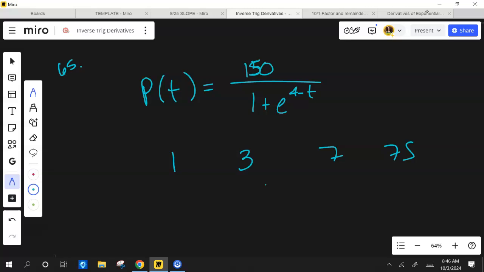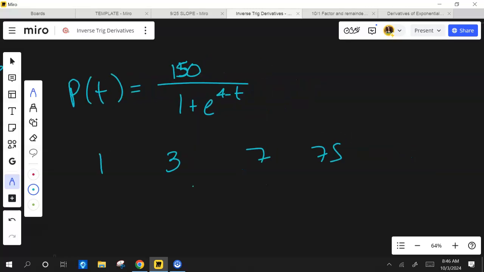3. Tell us what you did, Slade. He plugged it in, but what did you plug in? If it's a non-calculator problem, what can we do? If you plugged in 0 for t, you got 150 over 1 plus e to the 4th. That's definitely a calculator problem. Moving along.